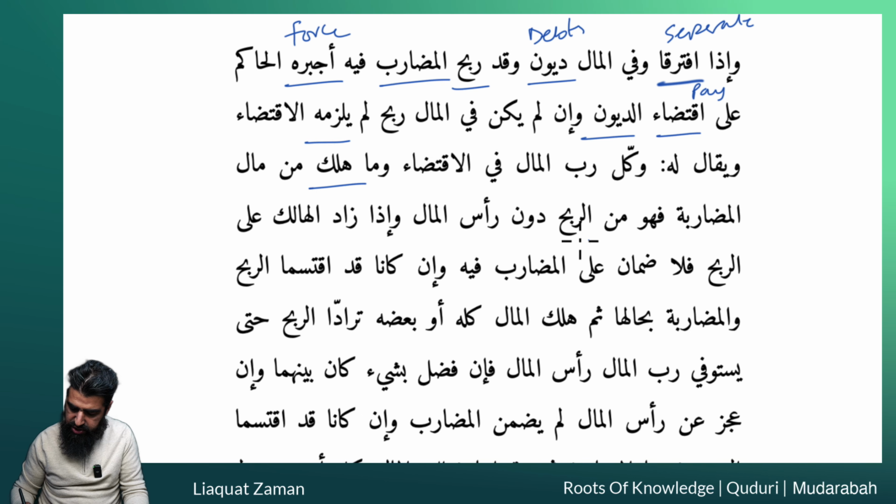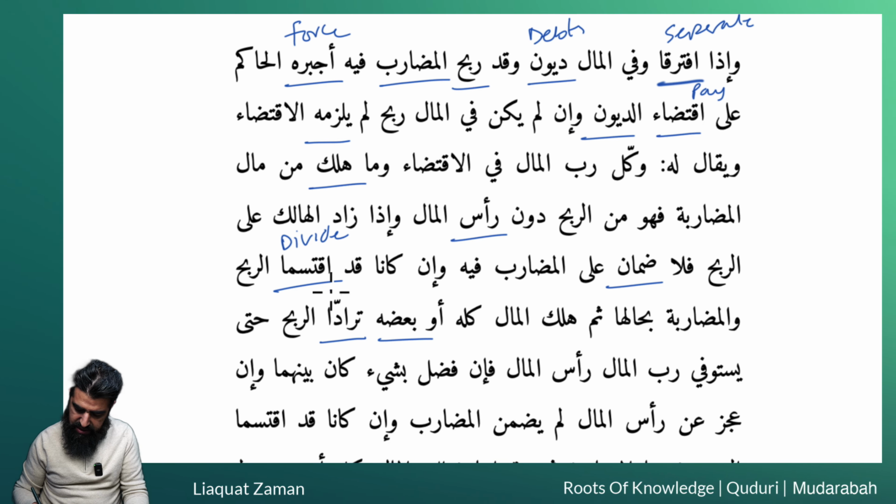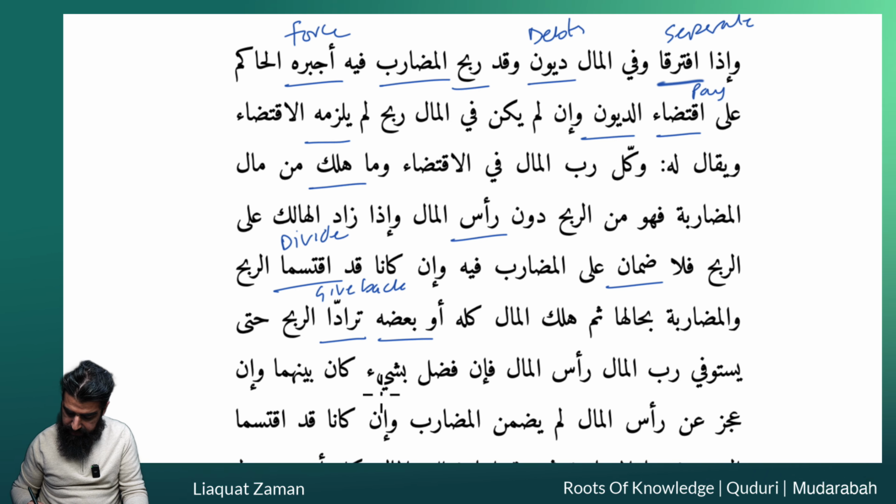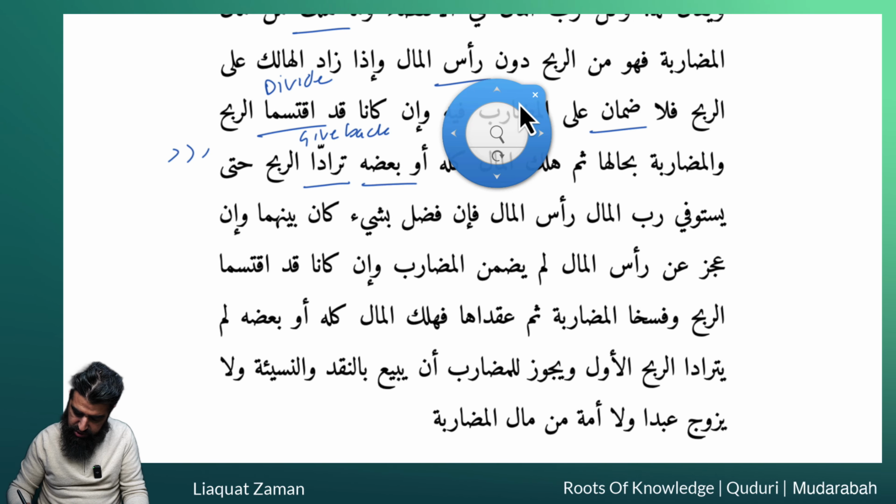You got halaka, to perish. Ra's mal, we know that. Daman, compensation. Iqtasama, to divide. Again, a lot of these words, you should know these. Ba'dahu, some. Taradda is they give back to one another. Give back. It's from taradda yataraddu taraddiyan, tafa'ul. Ra dal dal. Bainahuma. Again, like I said, a lot of these words are going to be straightforward for you guys, inshallah ta'ala.